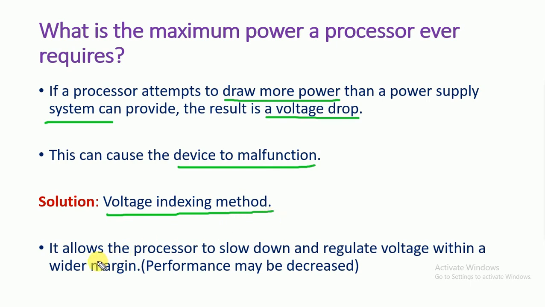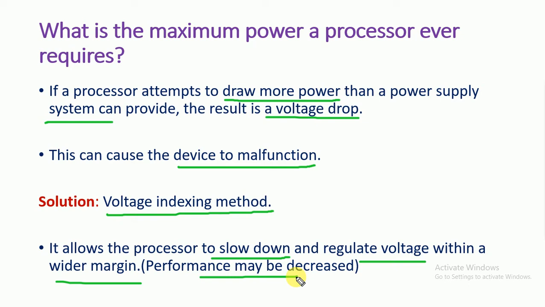So what is the voltage indexing method? It allows the processor to slow down and regulate the voltage within a wider margin. So the performance may be decreased. If it goes above a particular voltage level, whatever is working on that system, the processor, which is working at a particular speed, must be slowed down. The processor will be slowed down, the voltage will be regulated, and gradually it will be reduced. Then again it can increase the speed.